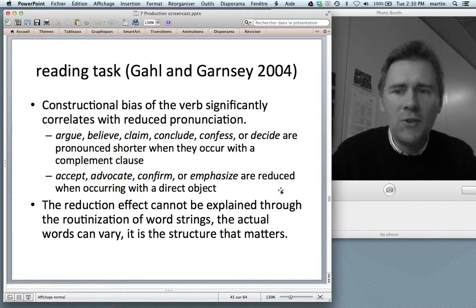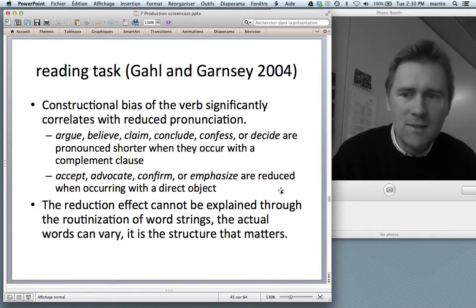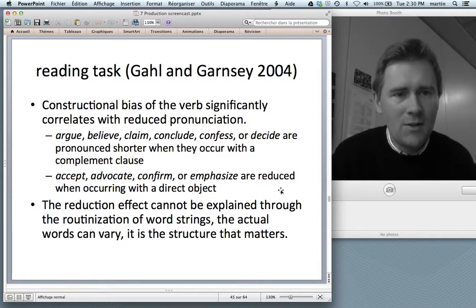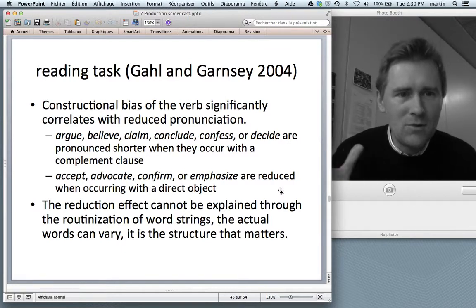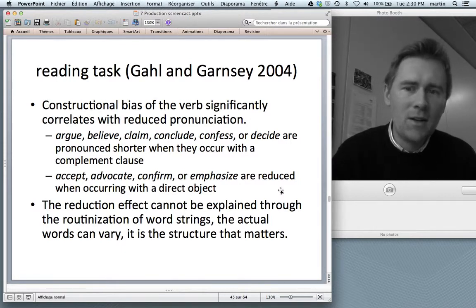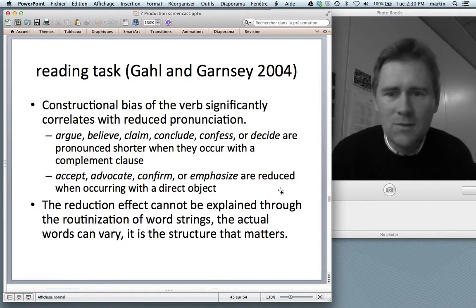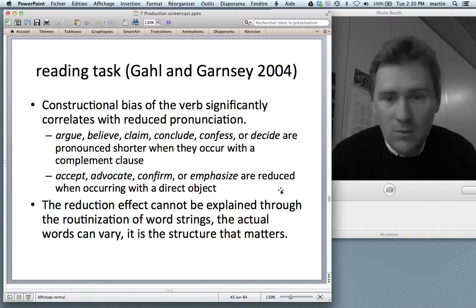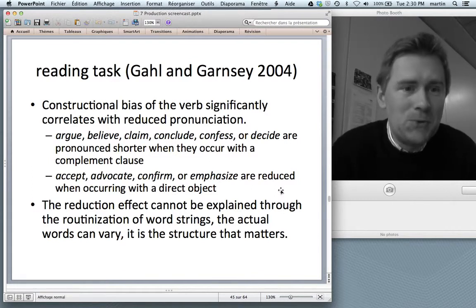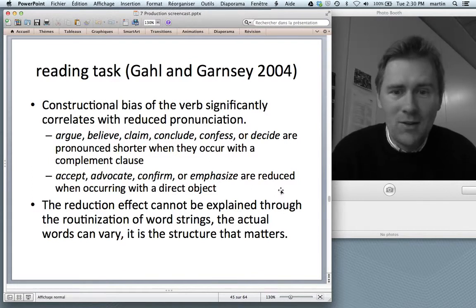So verbs like argue, believe, claim, conclude, confess, and decide, which are conventionally associated with complement clauses, complex complementing constructions, they're produced shorter when they occur with such clauses. And verbs such as accept, advocate, confirm, or emphasize, they are reduced when they occur with a direct object. And they're produced longer when they occur in an unusual construction with a that clause.